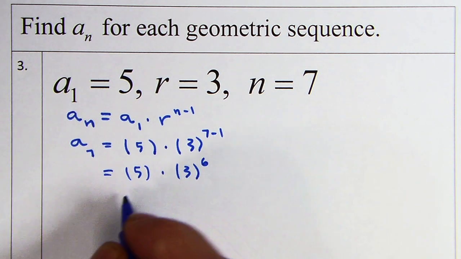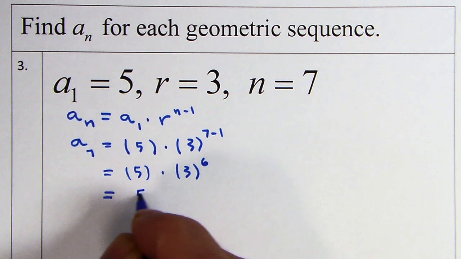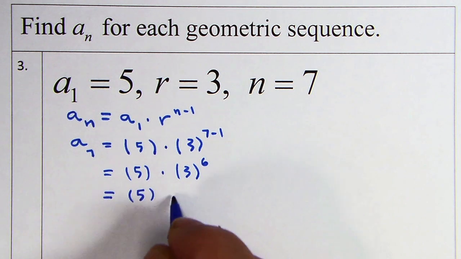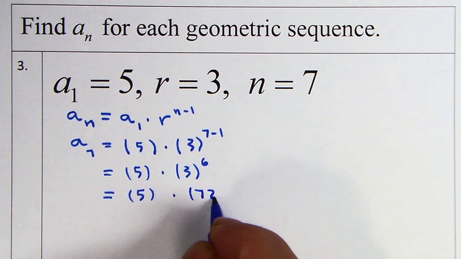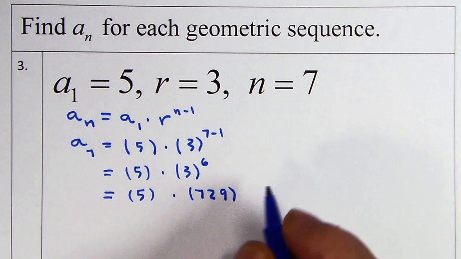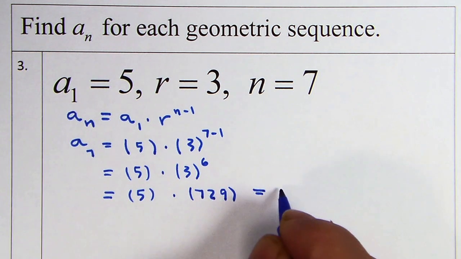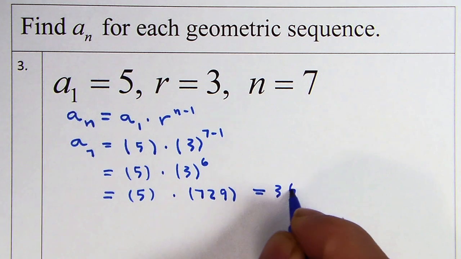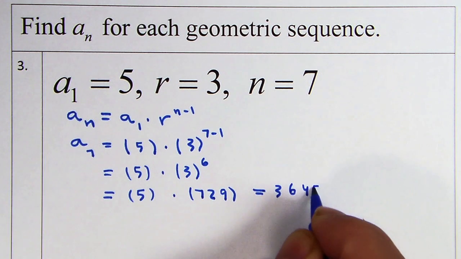Using a calculator for 3 to the power 6, we have 5 times 729, and that should equal 3645.